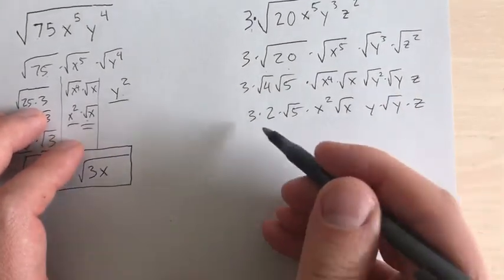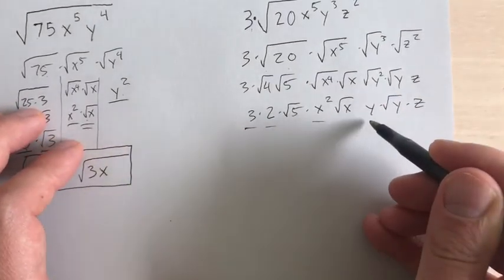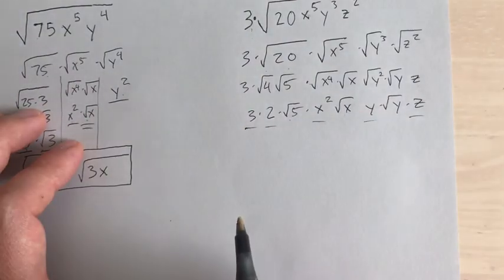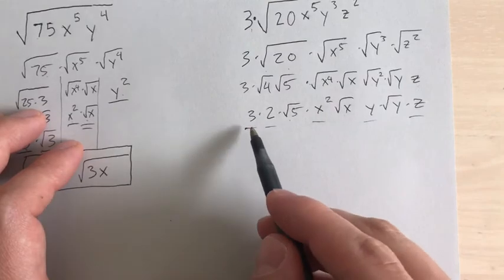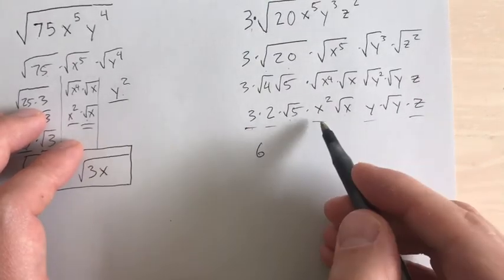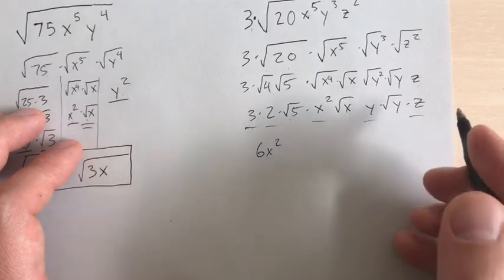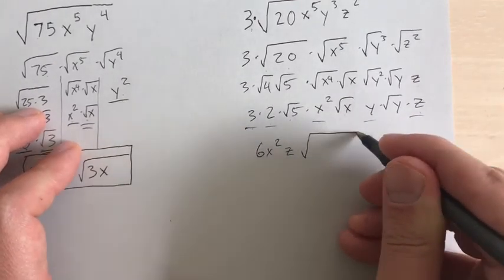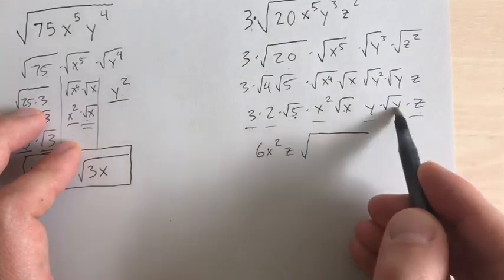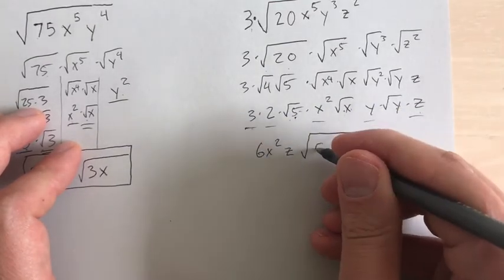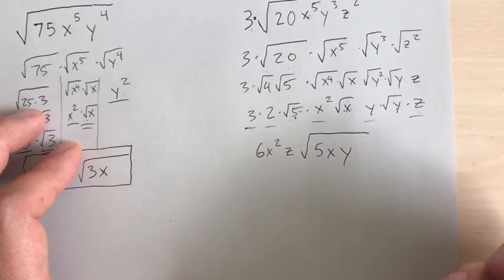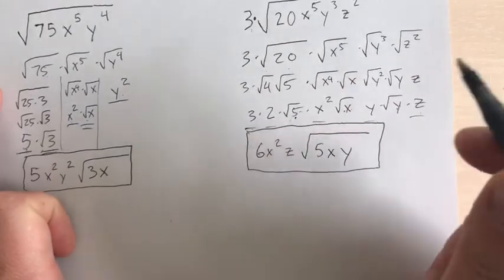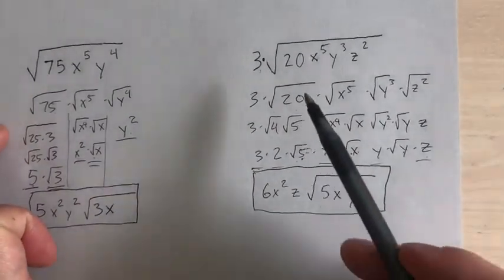Now, like before, I'm going to take all of my non-square root numbers at this point, and I can't break down 5, x, and y anymore, so I'll leave them like that. I'm going to multiply those all together. So I'm going to do 3 times 2, 6, times x squared, times z, times the square root. What didn't make it out? Well, 5, x, and y didn't make it out. So 5, x, y are going to be in the square root, and that would be my final answer, simplified, of that.